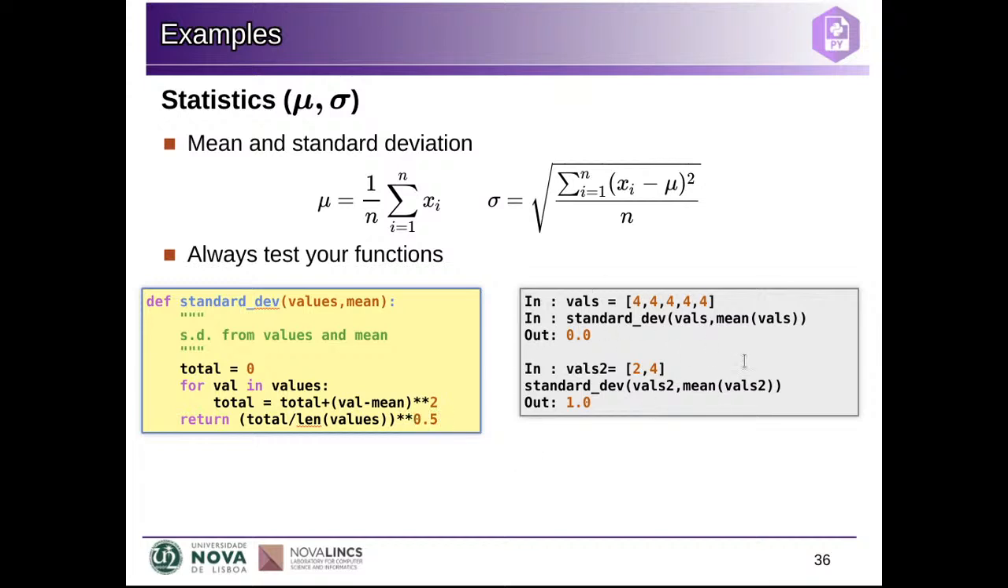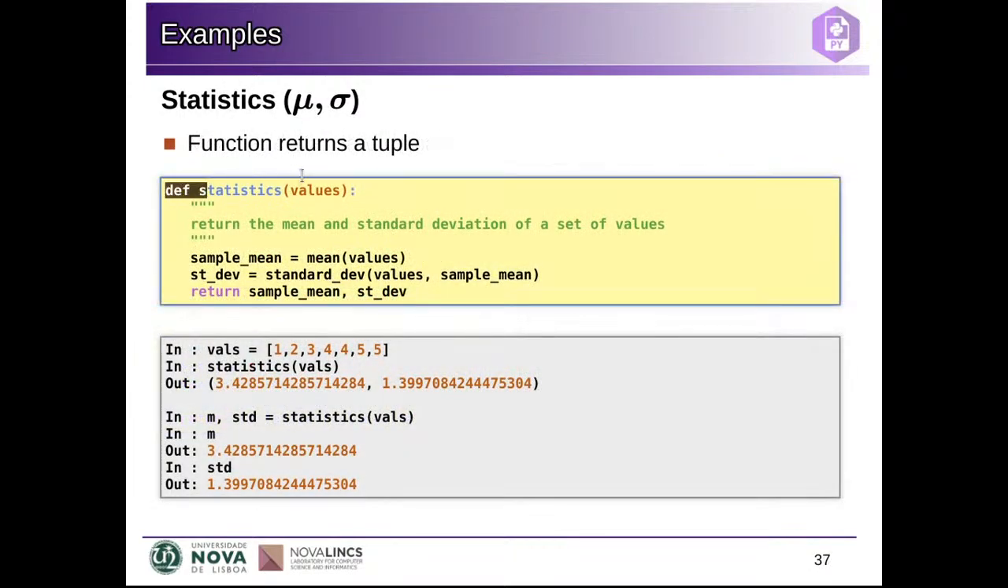Okay, so now we can test our function to see if it's working well, and we can now use it in the statistics function. So the statistics function first computes the mean of our values and then calls the standard deviation function with the values and the pre-computed mean that we have there. And now we have something that is a bit different. We want to return two values. We want to return the mean and the standard deviation. But this is not a problem.